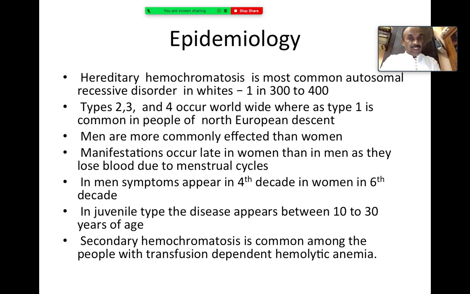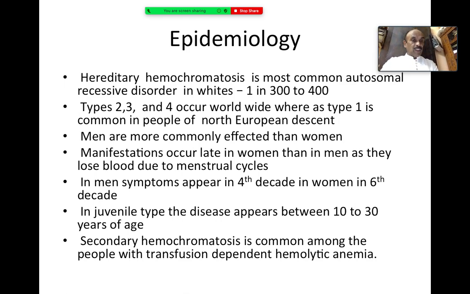Men are more commonly affected than women, but manifestations occur later in women than in men. Because why? Because they lose blood through menstrual cycles. They are physiologically protected. In men, symptoms appear around the fourth decade, whereas in women, they manifest around the sixth decade of life. There is one more entity called juvenile hemochromatosis, wherein symptoms appear around 15 to 30 years of age.